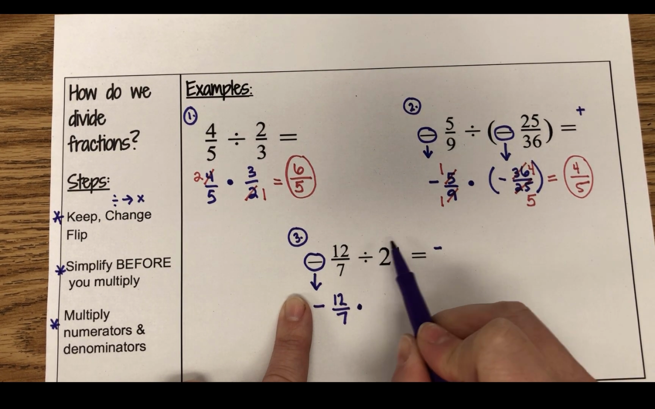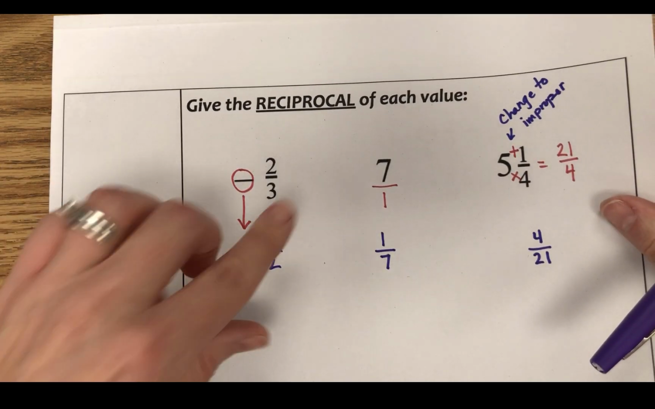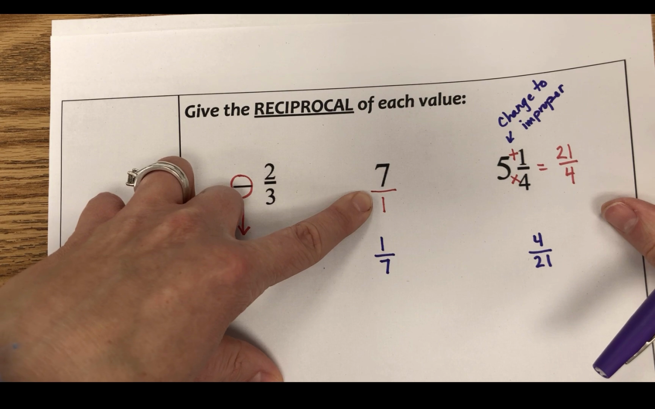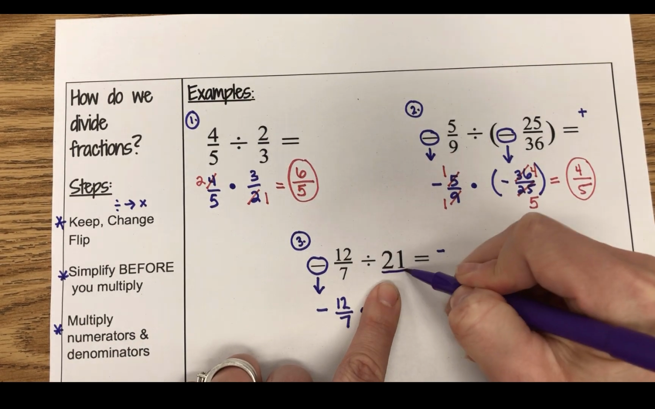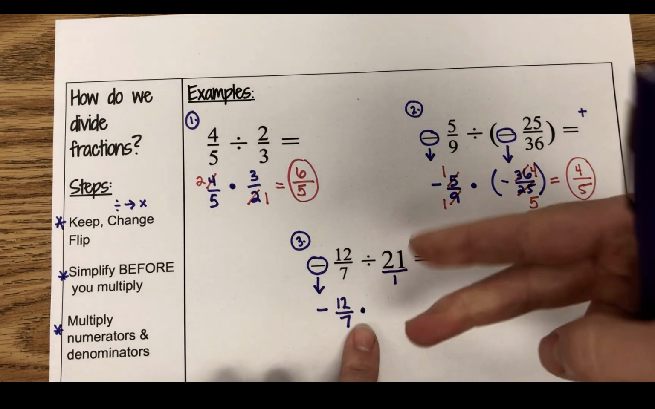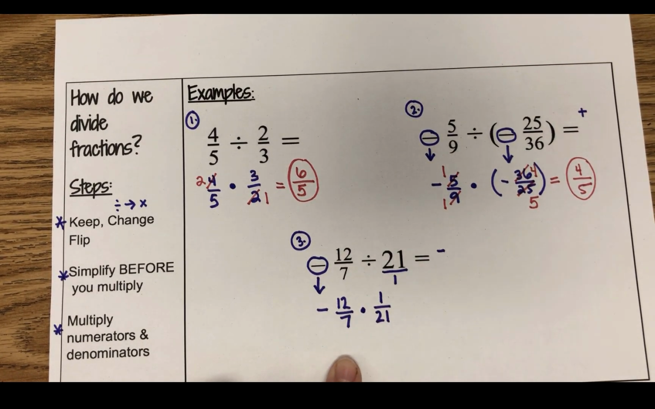So here you might go, gosh, that's a whole number. But remember, we found the reciprocal of 7. We just wrote 7 as a fraction at first. And then we flipped it. So let's do the same thing here. Let's write 21 over 1. And now let's flip it. That would be 1 over 21. Now we are ready to go.